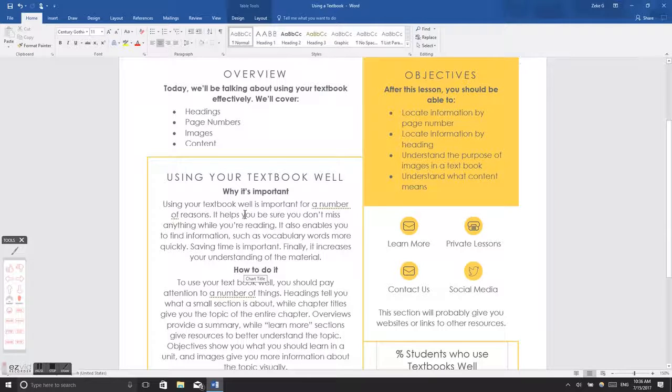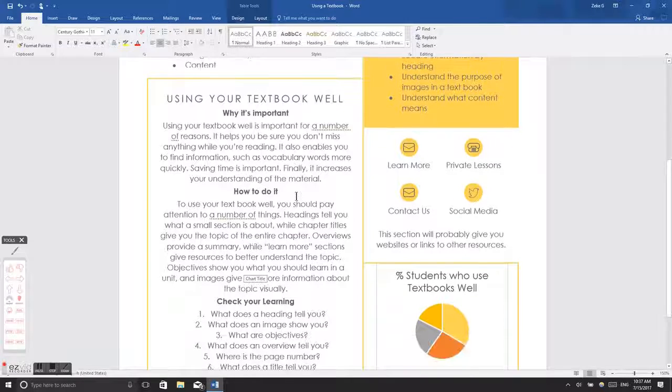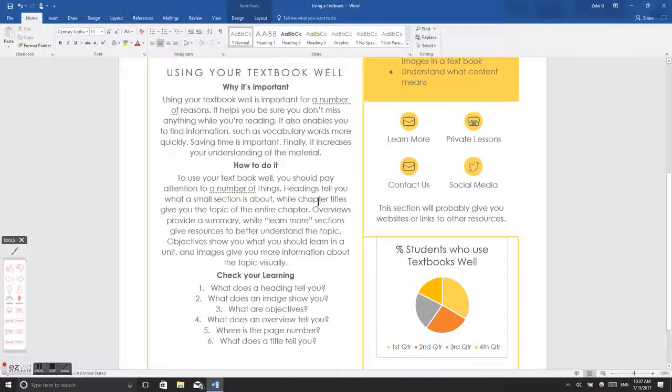So using your textbook well is important for a number of reasons. It helps you be sure that you don't miss anything while you're reading. It also enables you to find information, such as vocabulary words, more quickly. Saving time is important. Finally, it increases your understanding of the material. So why it's important: to find information, like for your homework, to make sure you don't miss anything while you're reading, and to understand what you read. Using the parts of your textbook well is important for those reasons.